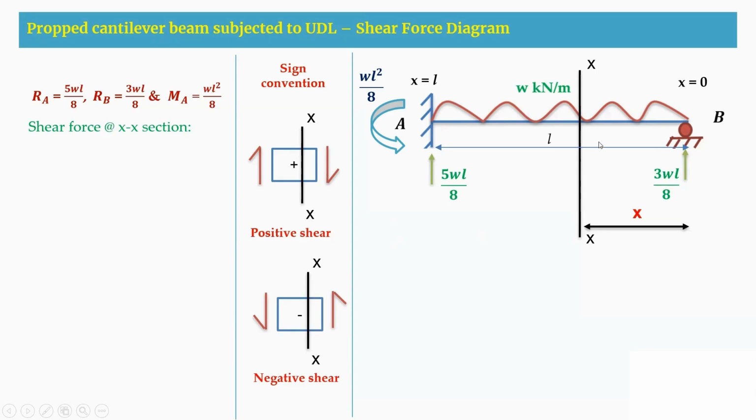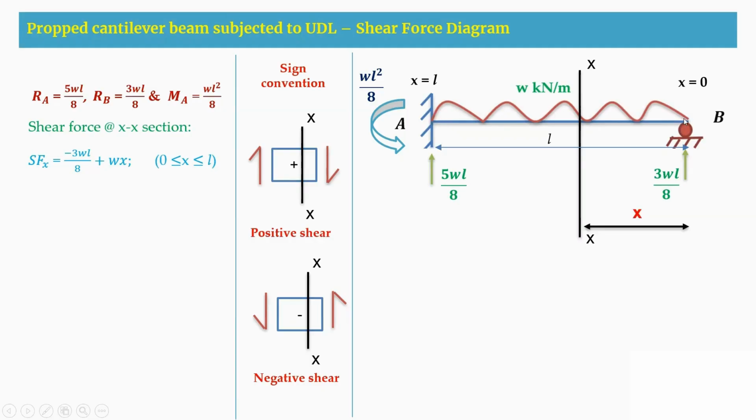Now following this, when we write a shear force at an XX section, we can write 3WL by 8. This vertical reaction is in anti-clockwise direction. Therefore, minus 3WL by 8. And whereas this W, intensity of the load, is in the clockwise direction. Therefore, it is plus W into X. So the limits here we are going to take are X is equal to 0 to L.